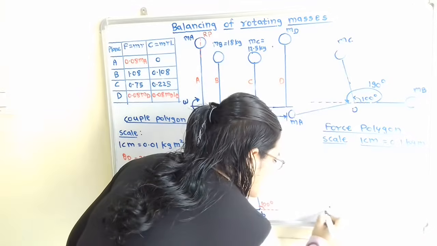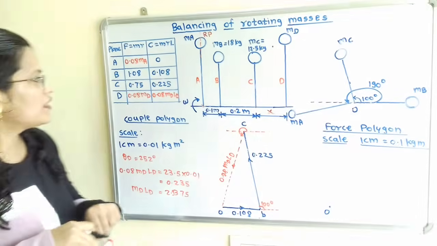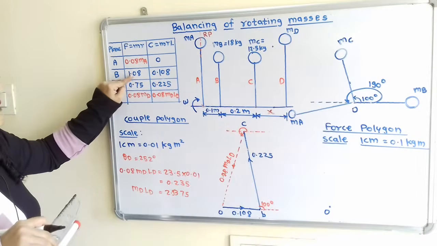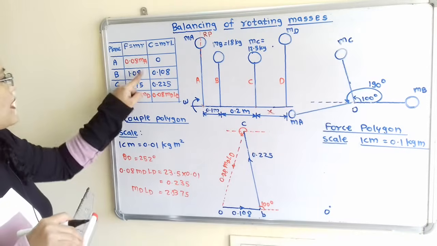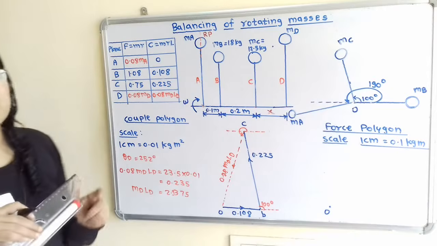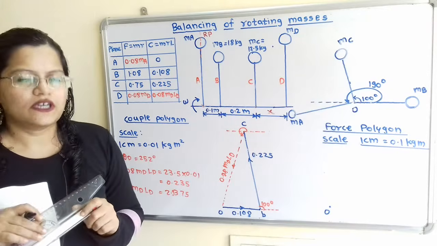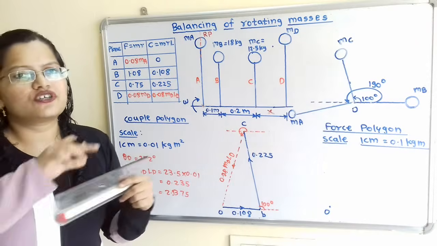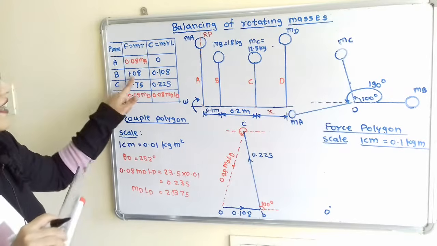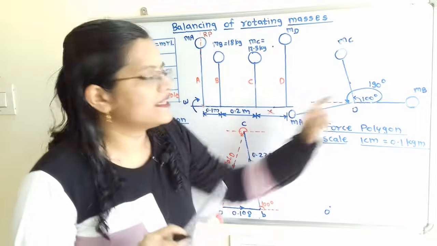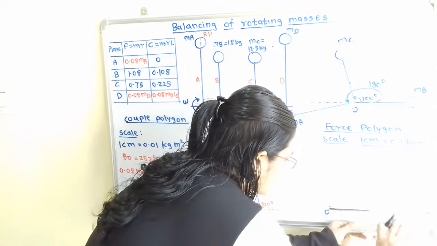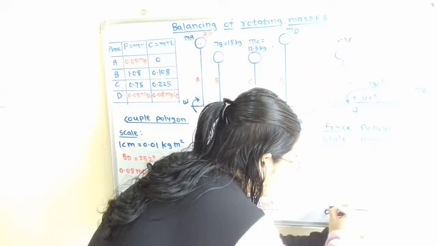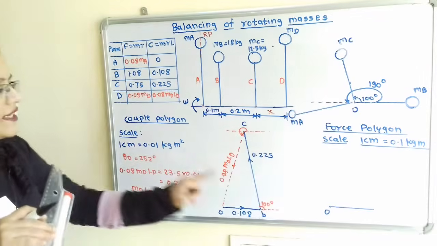So I will take here the reference point O. Now for the plane B we will take here 10.8 centimeter. Now for plane B, if we observe, this is the positive value for the force. So we have to show the direction towards the right hand side, and the angle for B is 0 degree. So we will draw here one line, and that is 10.8 centimeter.